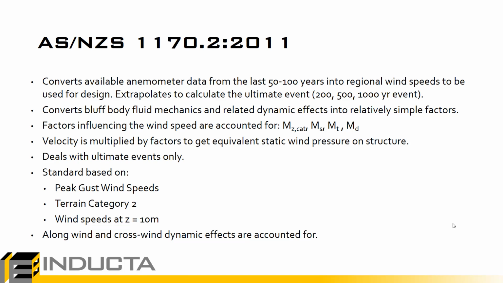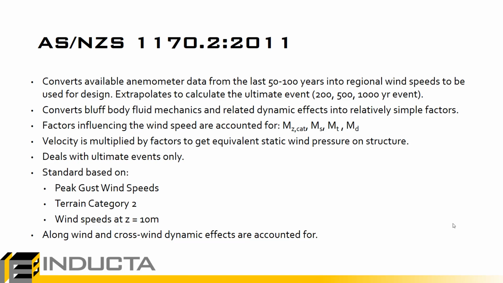As there is relatively little wind data available in Australia, Australia hasn't been around that long, we only have 50 to 100 years worth of data, we have to extrapolate this data to calculate our ultimate events, so our 200, 500, 1,000 year events. So in essence, the code is converting bluff body fluid mechanics and any related dynamic effects into relatively simple factors and equations.